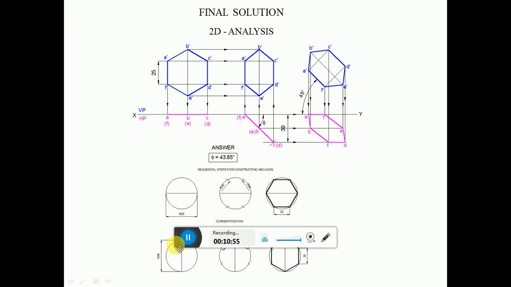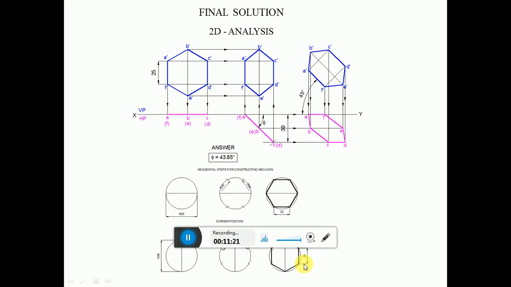So you draw a vertical line of 50 mm, and then from here you take a radius of 25 and cut an arc on this side and also on this side. Similarly, from the opposite end, again take an arc of 25 mm to cut on this side, and then join all the 6 sides. You are going to get a size of 25 mm.